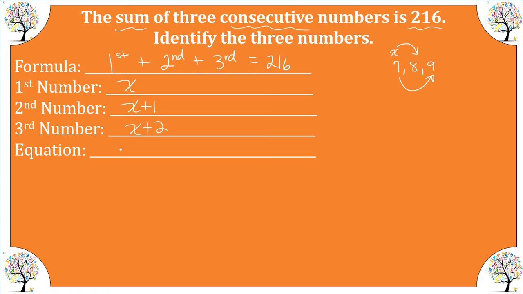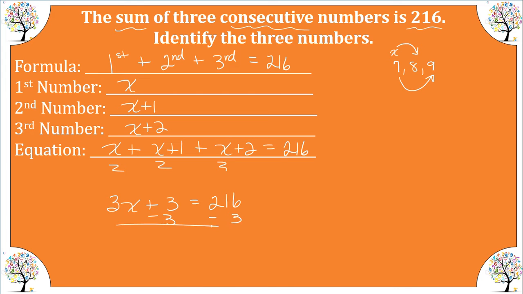And then the equation, we're just going to substitute. So our first number is x, plus our second number is x plus 1, plus our third number is x plus 2, equals 216. So we're going to combine like terms. We get 3x plus 3 equals 216. We're going to subtract 3 from both sides, and we get 3x is equal to 213.